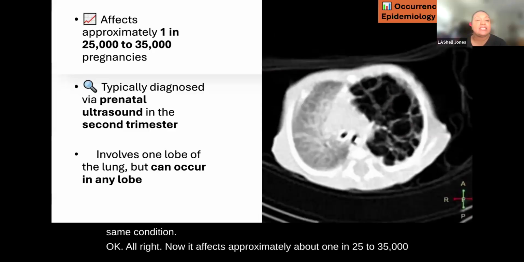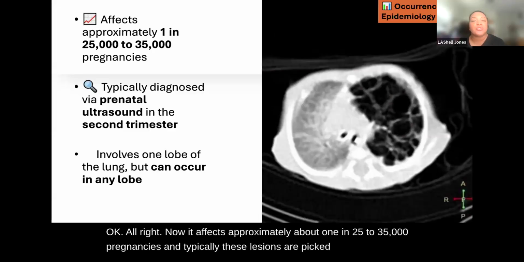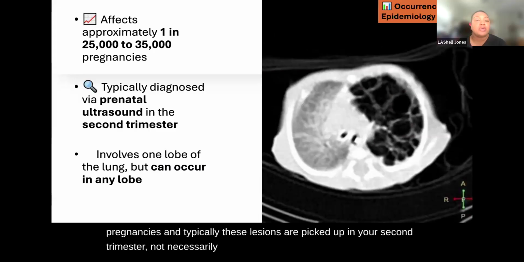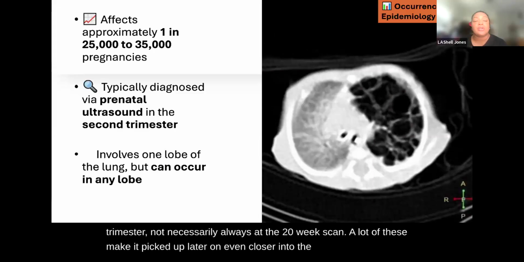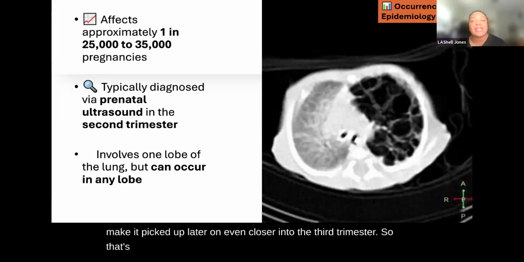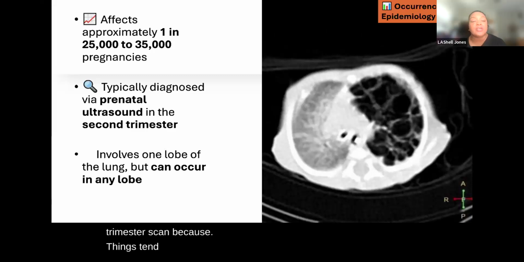And typically, these lesions are picked up in your second trimester, not necessarily always at the 20-week scan. A lot of these may get picked up later on, even closer into the third trimester. So that's why I always find it helpful that you still do a third trimester scan, because things tend to appear later.